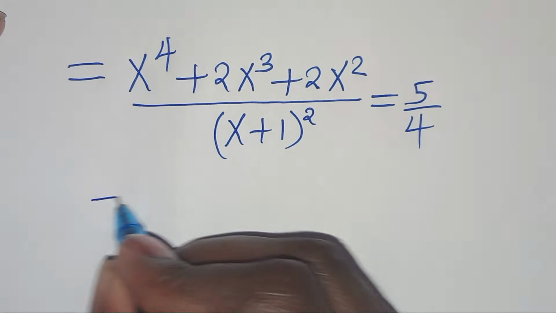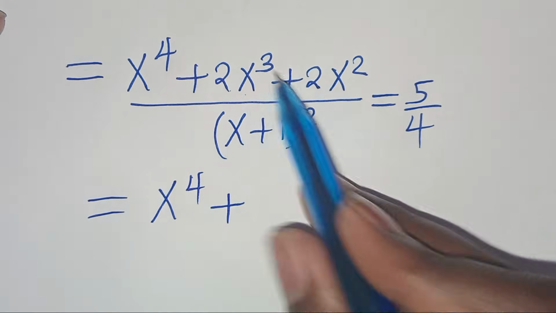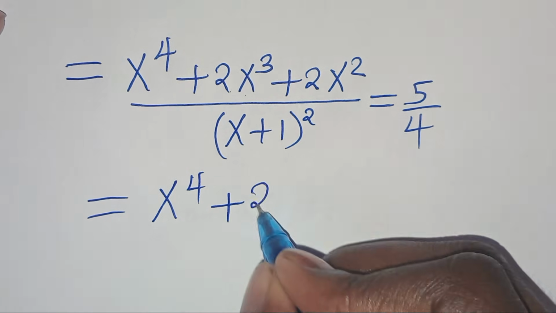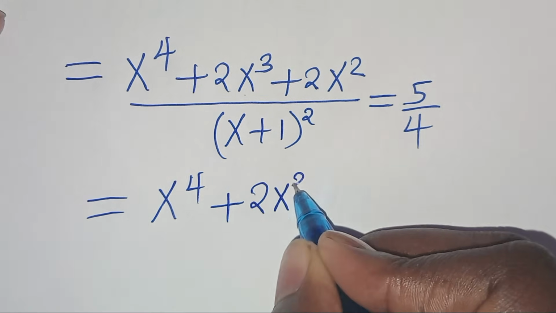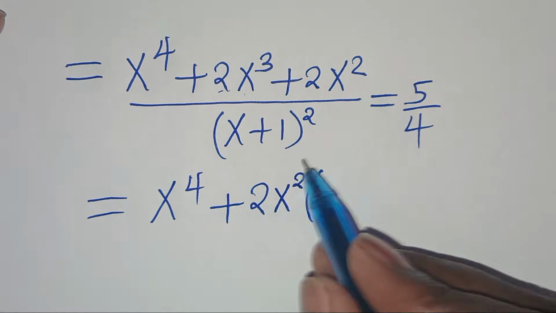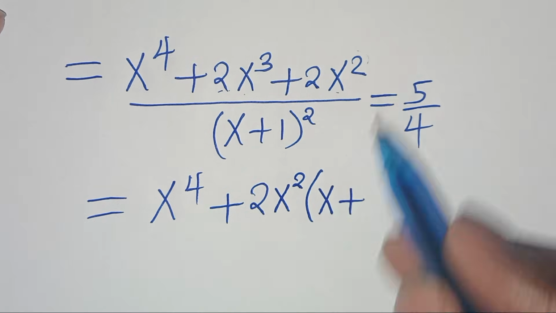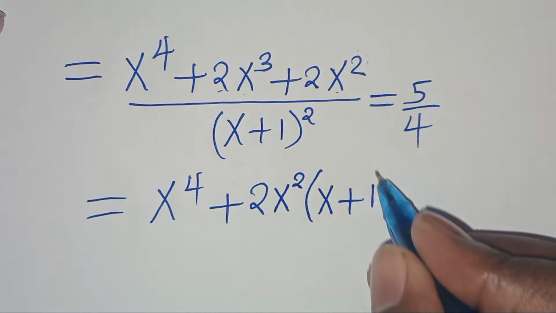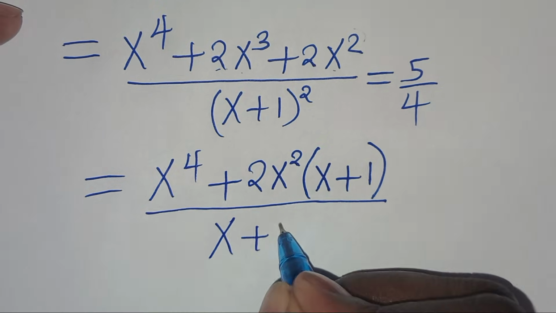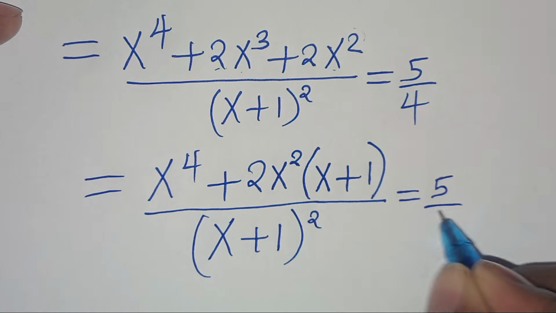Now the next step is that here we have x to the power of 4, then plus 2x to the power of 3 plus 2x to the power of 2. We have that 2x squared is common here, so we factor out 2x to the power of 2 into the parentheses. 2x to the power of 3 divided by 2x to the power of 2 is x, then plus 2x squared divided by 2x squared is 1. Close the parentheses, then everything here divided by (x plus 1) to the power of 2. This is equal to 5 over 4.